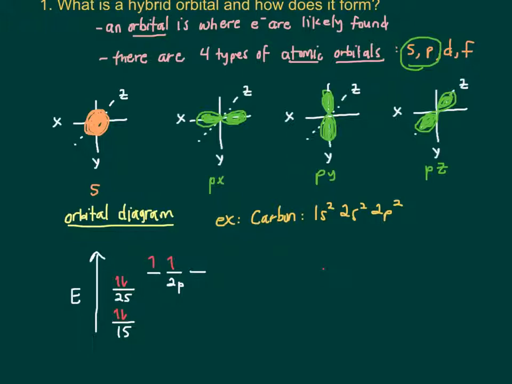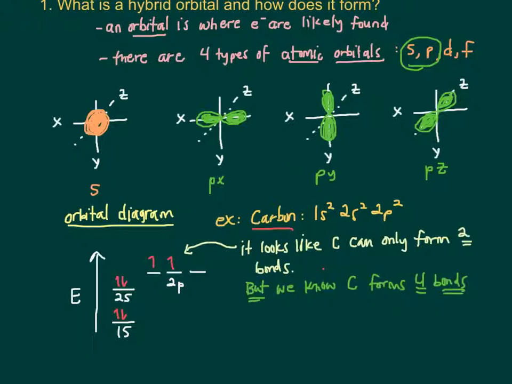Now, the issue that we have with carbon specifically, its atomic orbital diagram, is the following. According to carbon's orbital diagram, it really only has 2 places for electrons to be shared from another element. Remember, electrons are always shared in pairs, so it has 2 electrons, and then another element can come in and share its 1 or 2 electrons and form 2 bonds. And we know that's not true for carbon. We know through experimentation that carbon always forms 4 bonds.